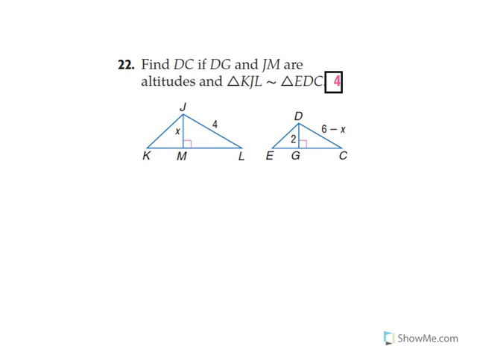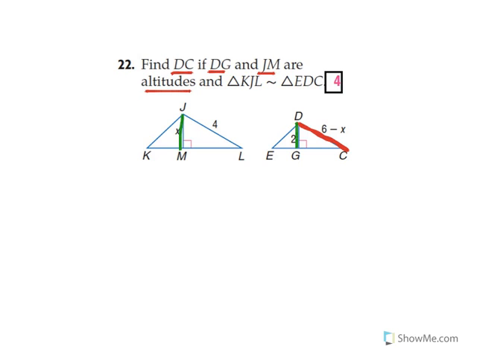So first, this problem says, find DC if DG and JM are altitudes and triangle KJL is similar to triangle EDC. Okay. So it says that we have to find the length of DC, which is right here, okay? That is what we're trying to find. The problem gives us some information. They say that DG, so DG right here, and JM are altitudes. You need to know what an altitude is in order to do the problem, right?